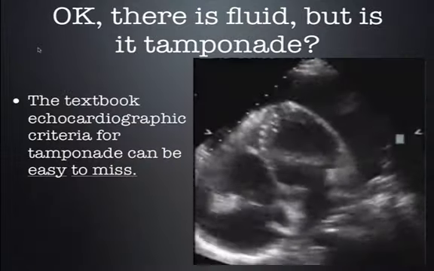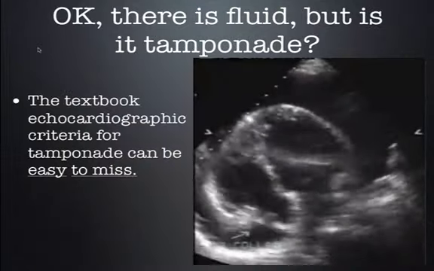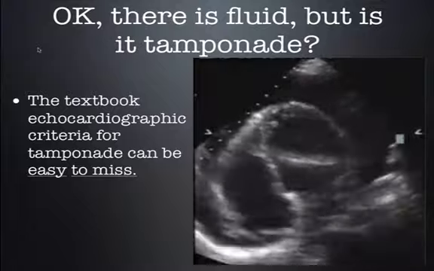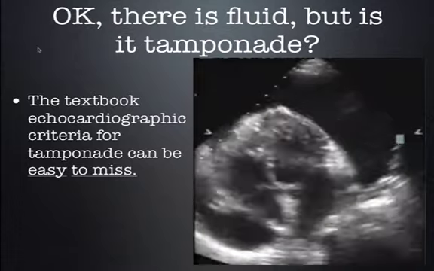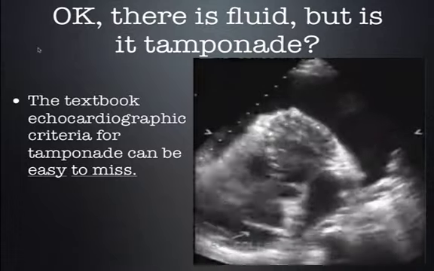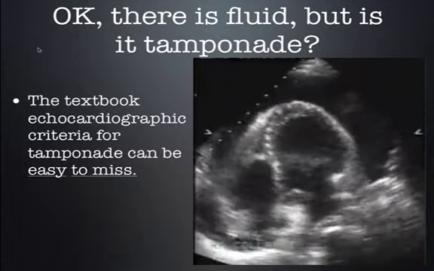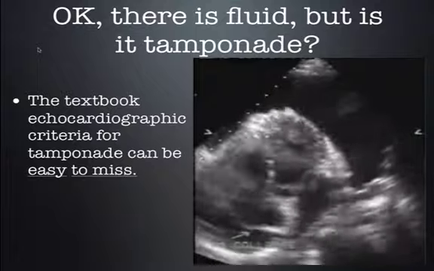In the case of the undifferentiated hypotensive patient, we may find a pericardial effusion, but is that the reason that the patient is hemodynamically unstable? Is it actually a pericardial tamponade? Now, the textbook echocardiographic criteria for tamponade can be easily missed.